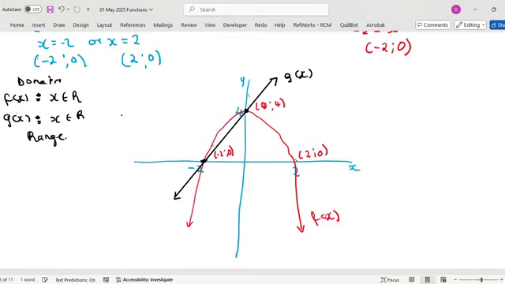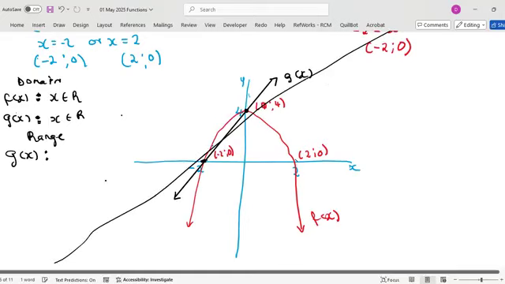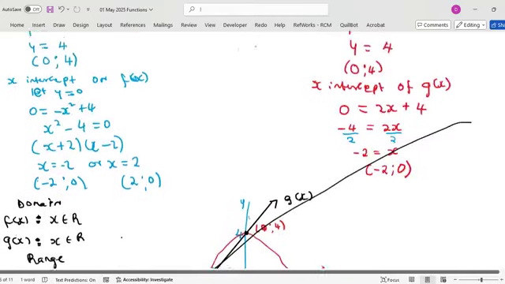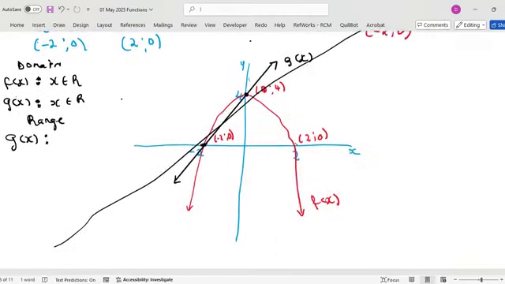I'm going to give you the range for the g of x. You will give me the range for the f of x. The range for the g of x, like I said, you can see, guys, it's going like that. So it's equal at any point on this line. At any point on this line, the graph is there. Okay, sorry for that, guys.